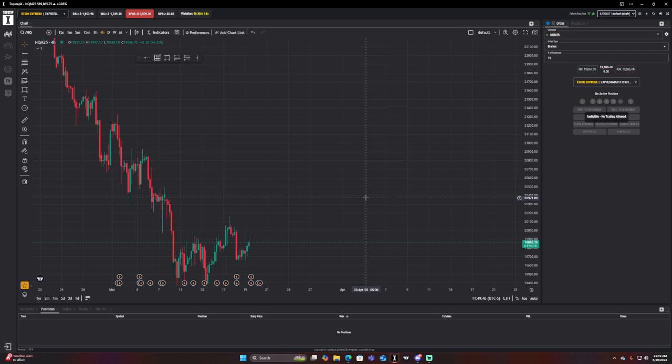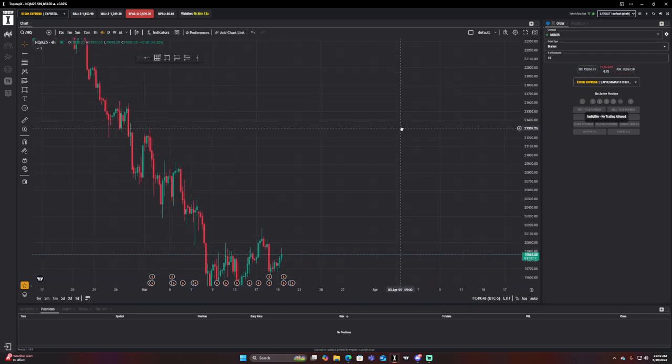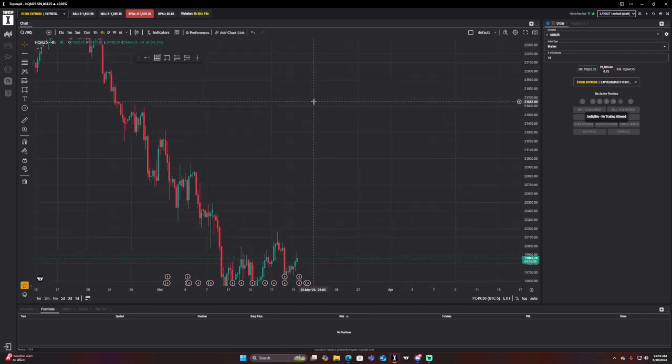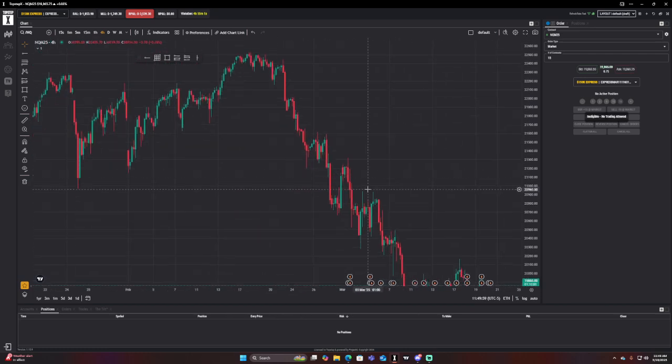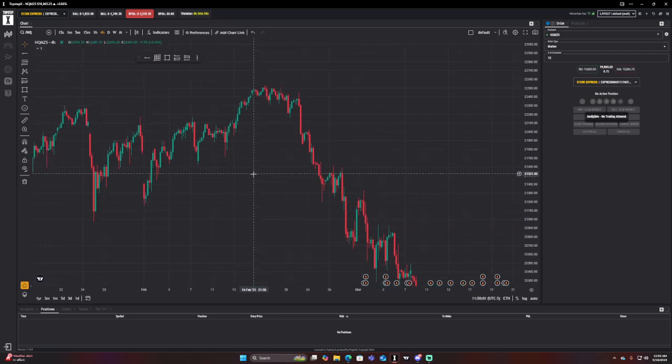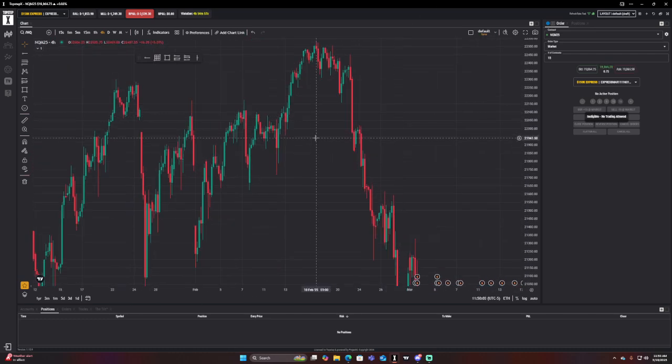So, what is an inverse fair value gap? You could say it's a four candlestick pattern, but not necessarily, because an inverse could happen with multiple candlesticks. But first there has to be a fair value gap. I taught fair value gaps in the last video, so I'm not really going to go over them.